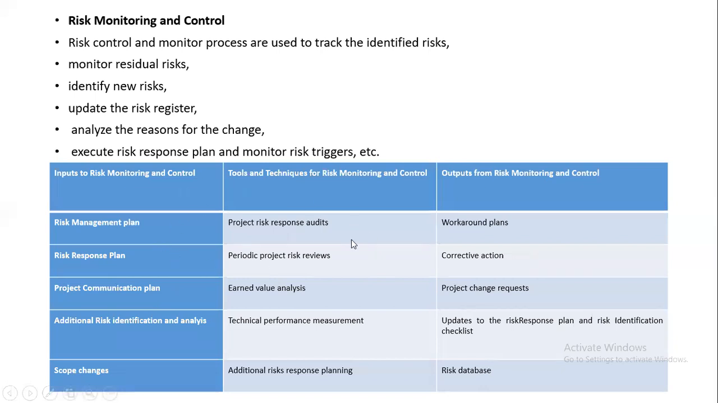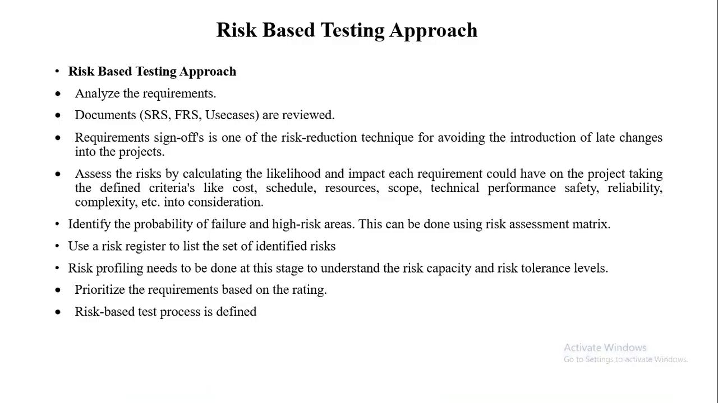So it is going to do project risk response audits, and workaround plans will come. Like that, for the risk response plan, you'll get a corrective action, and for the project communication plan, you'll get the project change request, and additional risk identification analysis. You'll be giving updates to the risk response plan and risk identification checklist. That means these are all the things we are going to do in our risk monitoring and control. We have different criteria, so in that we are going to see what the output, tools and techniques will be. Okay, so this is the risk management process.